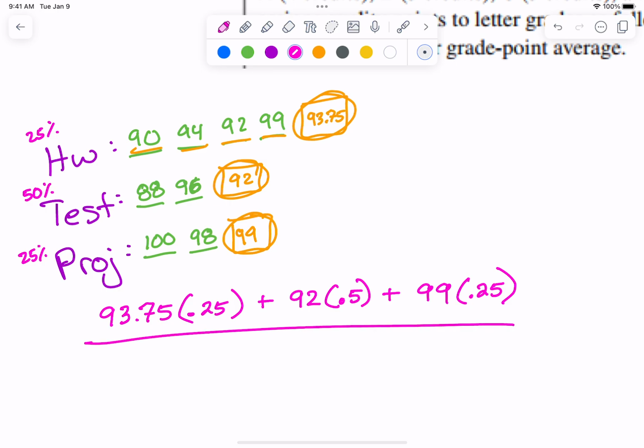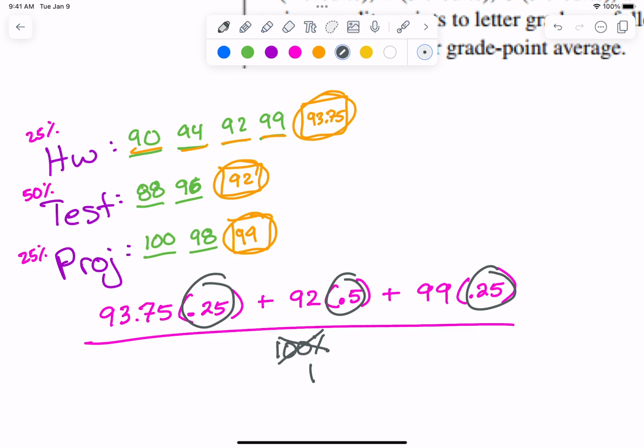Now, what do you divide by? No. Think. What do all my weights add up to? 25%, 50%, 25%: 100%. So I divide by 100%, which as a decimal is 1. So you really don't have to divide by anything. Does that make sense?